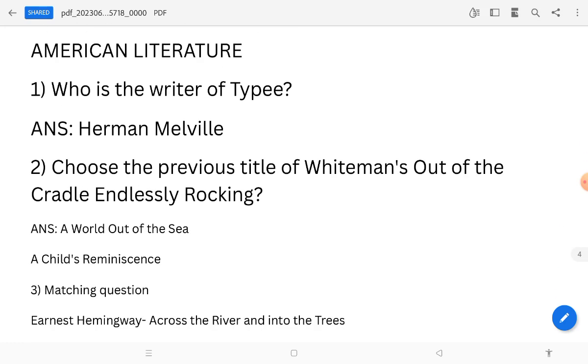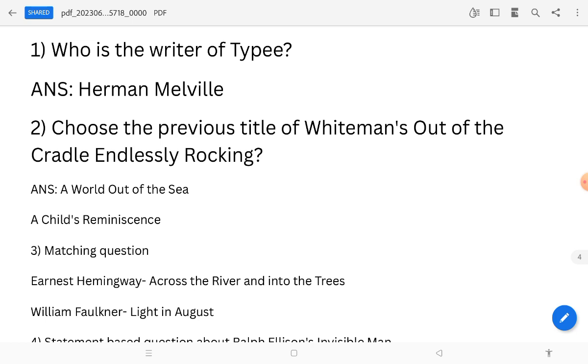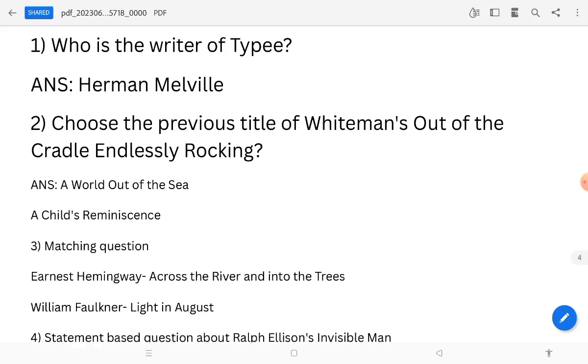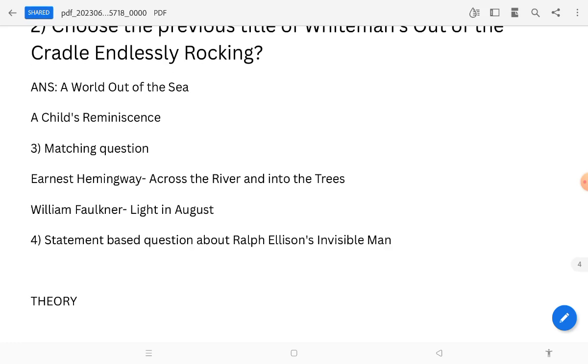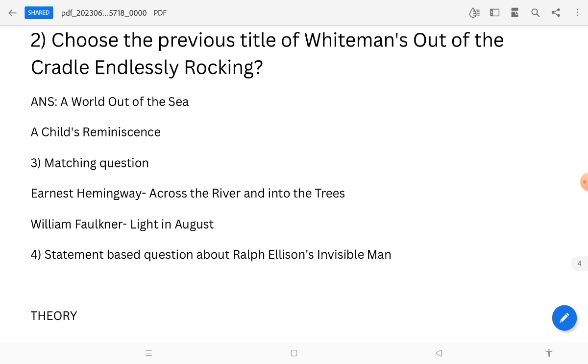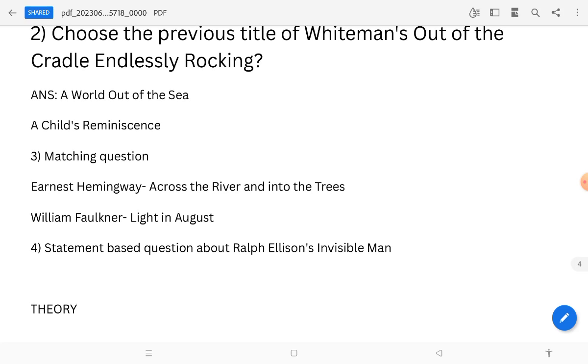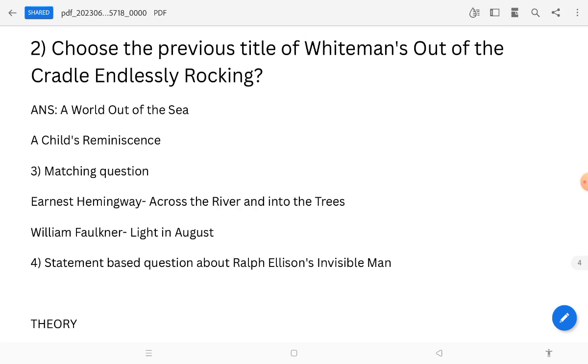So questions from American literature. Who is the writer of Typee? Easy question. And the answer will be Herman Melville. Then choose the previous title of Whitman's Out of the Cradle Endlessly Rocking. And the answer will be A Word Out of the Sea and A Child's Reminiscence. So A Word Out of the Sea and A Child's Reminiscence are the previous titles of Whitman's Out of the Cradle Endlessly Rocking.